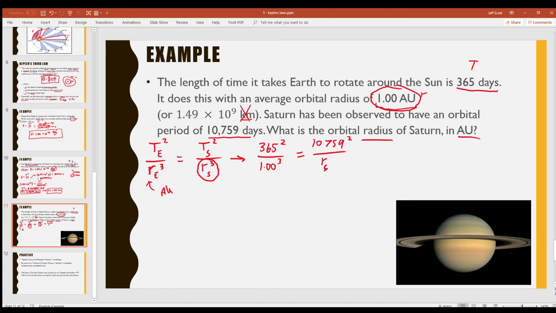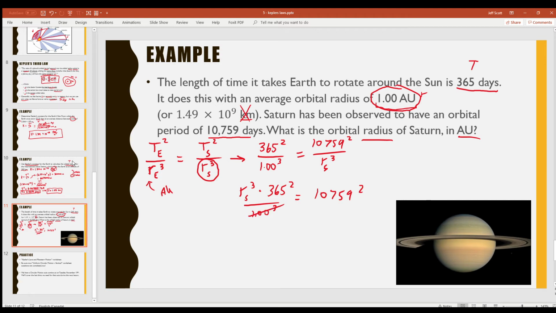cubed, so R_S cubed. Now to get R_S cubed all by itself, we just need to times by R_S cubed on both sides. That's going to bring it up to the top on this left-hand side here, so R_S cubed times 365 squared divided by 1.00 cubed equals 10,759 squared. Now, one thing you might also notice is we'd like to get rid of this 1.00 cubed, but 1.00 cubed is just 1. And if we're dividing by 1, really it's like this thing is doing nothing at all. So I'm just going to ignore it.